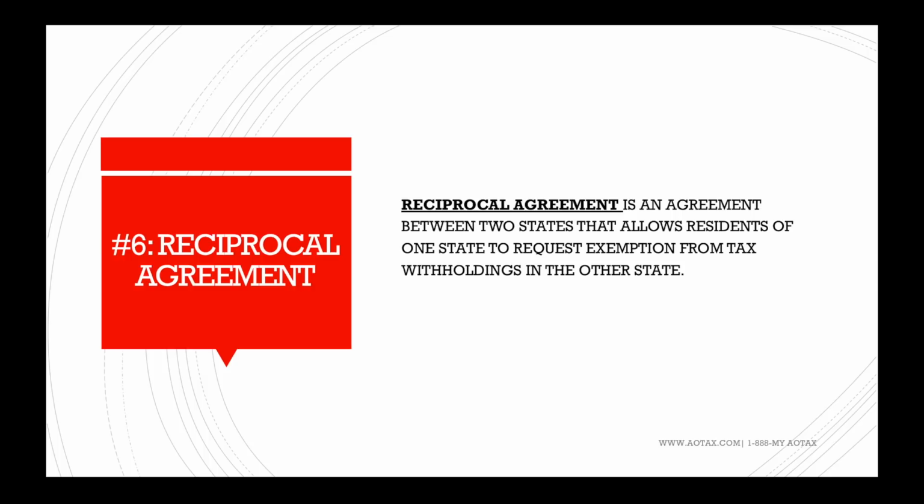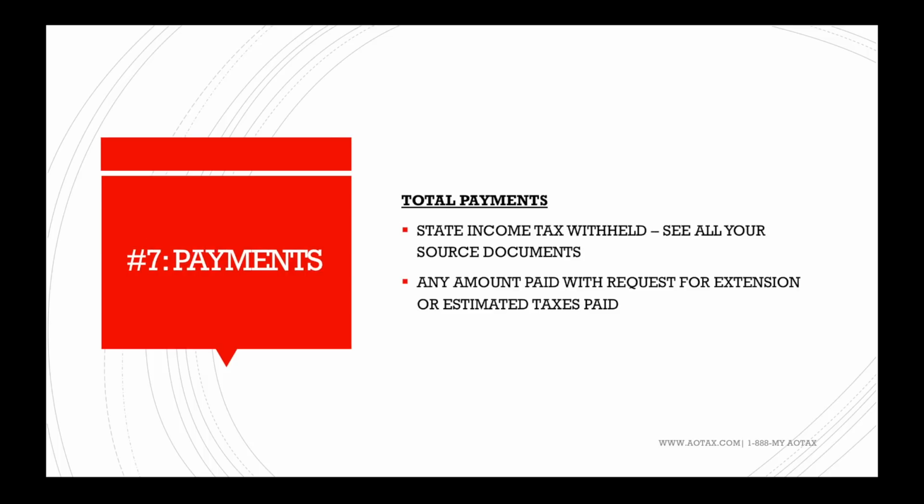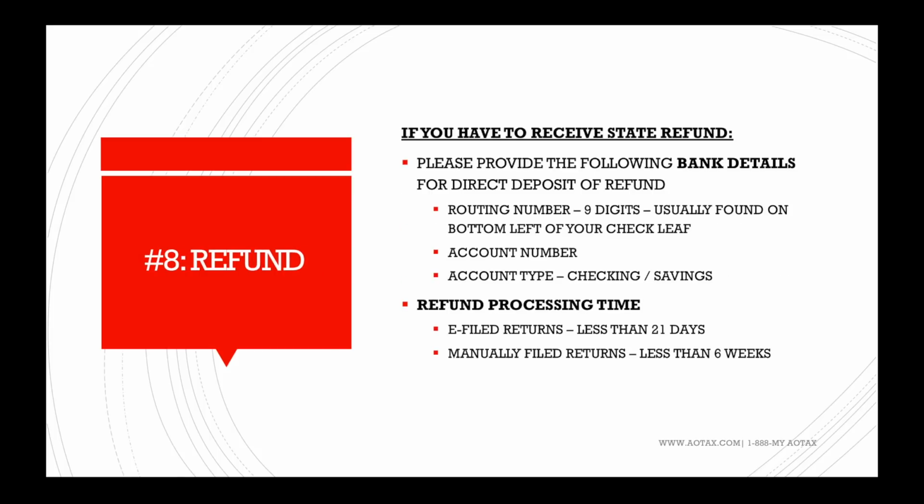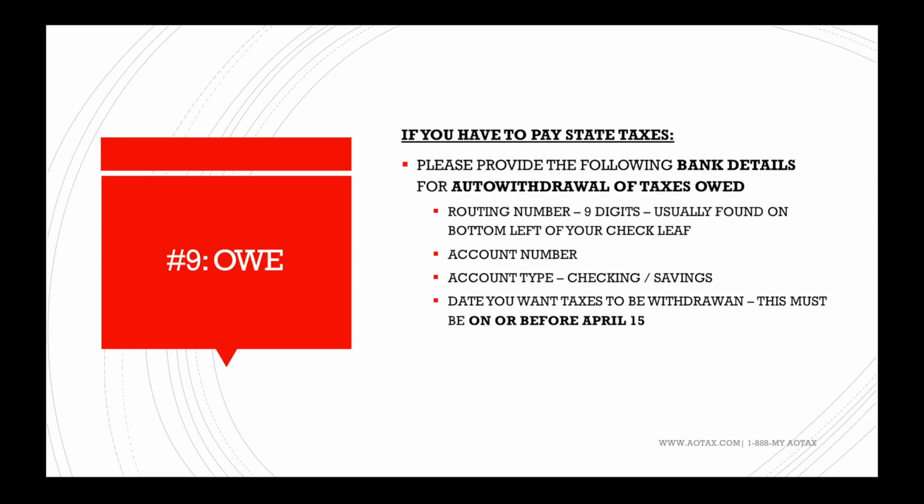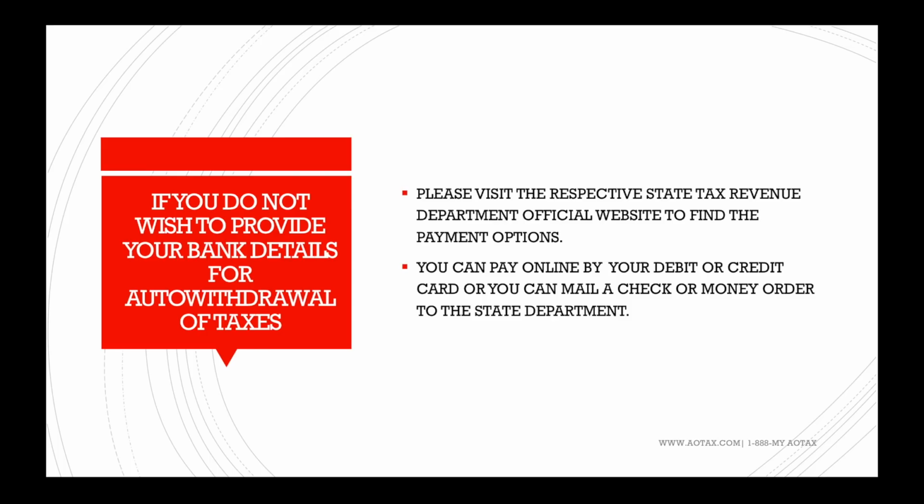And then check the payments, state income tax withheld, and in case you paid any amounts with a request for extension, you can claim that, and what you get is a refund again. And here also you will need to provide your bank details, and in case you owe also, you need to provide your bank details and mention the date on which you want these taxes to be withdrawn. And if you do not wish to provide your bank details for auto withdrawal of taxes, you can always visit the respective state tax revenue department official website to find the payment options, or you can pay online by your debit or credit card, or mail a check or money order to the state department too.